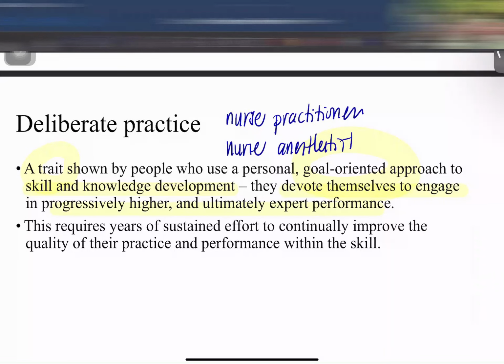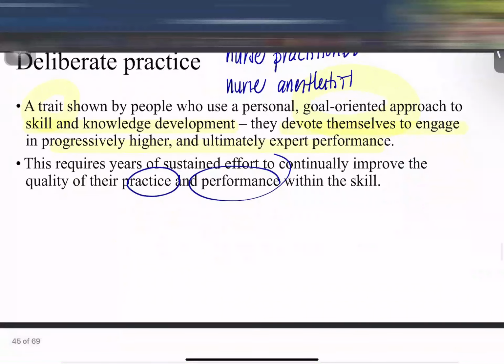Now, this requires years of sustained effort to continually improve the quality of practice and performance within the skills. So, kay class, pag titingnan po natin, practice, performance, you need to be in that area for several years for you to become an expert. Hindi pwede class na, ay, bukas gusto ko maging expert ER nurse. Pagkagising mo, expert ka na kaagad. So those are some of the things that need to be considered.